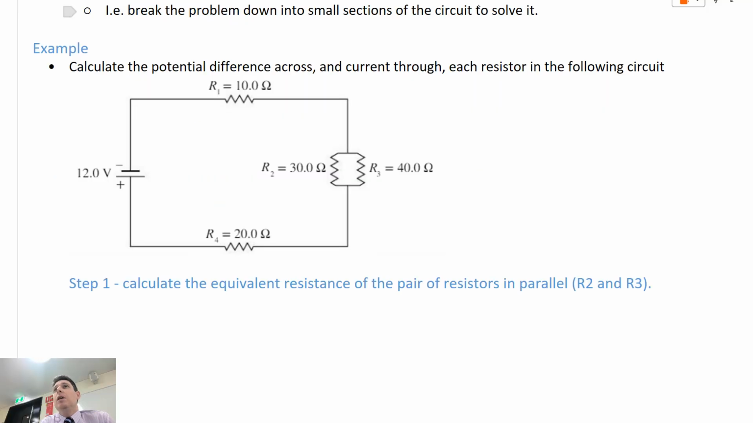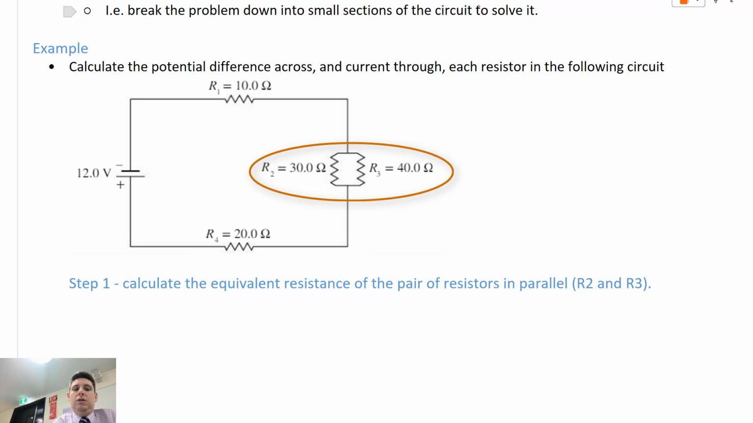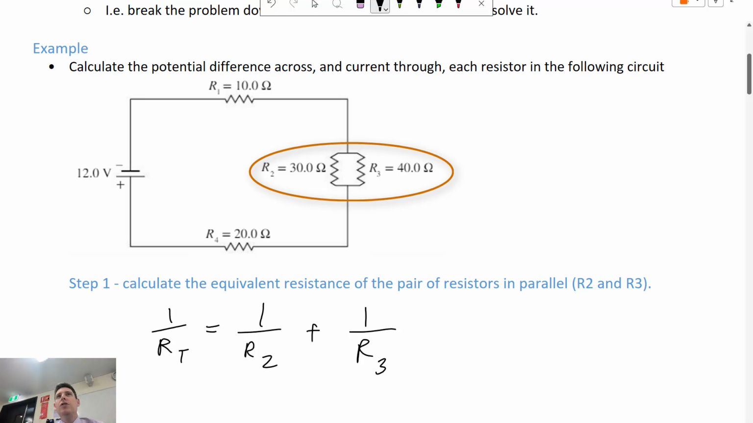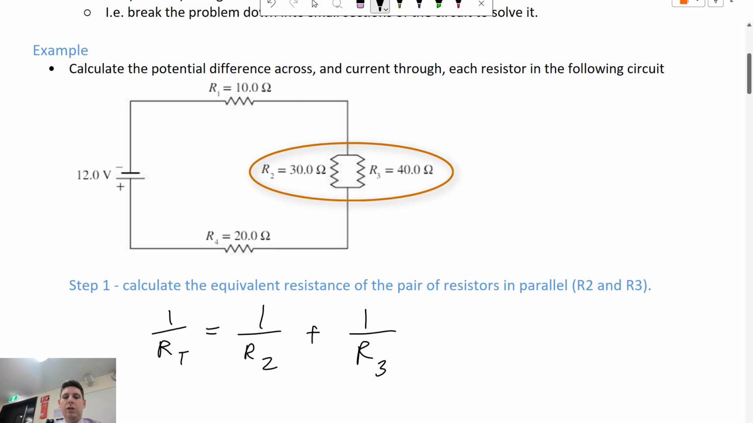So we've got an example and it wants us to calculate the potential difference and the current through each resistor. So a good step to start with, if you have something like this, as I mentioned previously, is to just look at the two parallel resistors, right? How do we find the total resistance if we have two resistors in parallel? What's the rule? So that's the formula if you have two resistors in parallel. So what's the second resistor's resistance? 30 ohms. What's the third resistor's resistance?